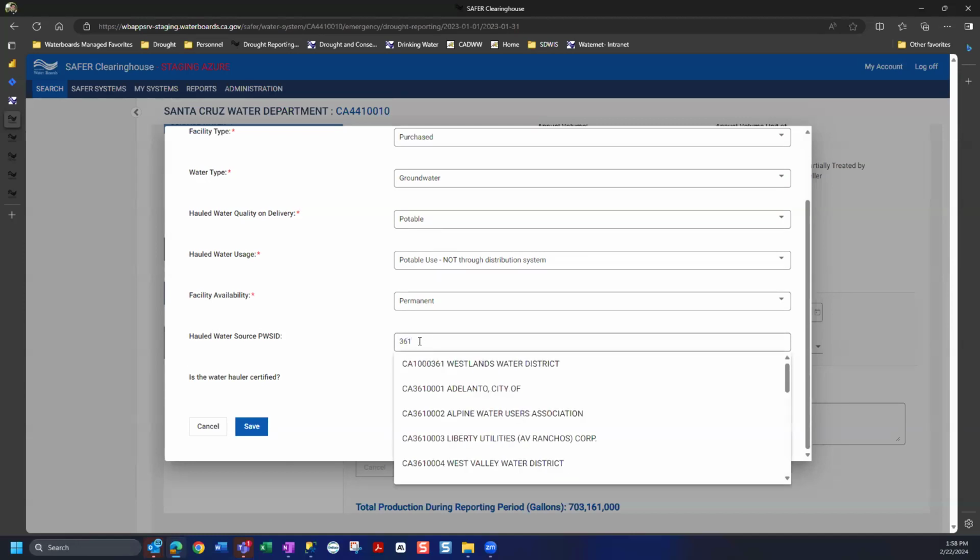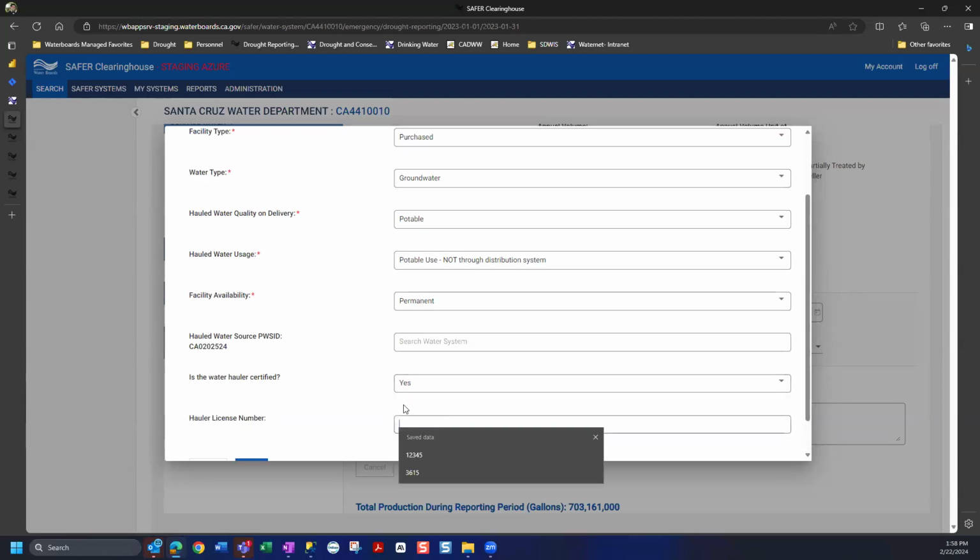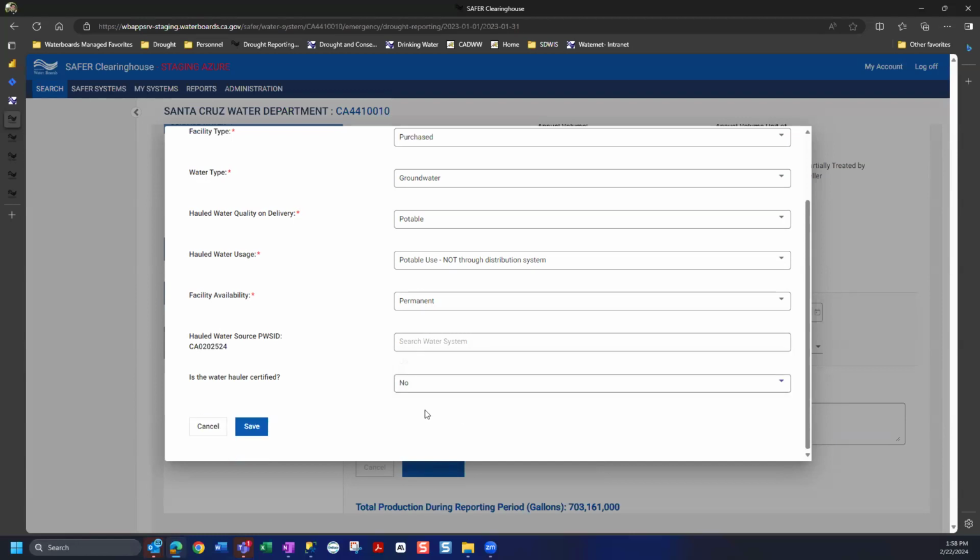And we're going to check that by you being able to enter either the water system number of the system, or you can also enter the name of the water system. It should show up here. If it's a potable water system, it'll be added here. We're also asking if the water hauler is certified. Hopefully it is. If it's used for potable usage, should be certified by California Department of Public Health. So you can answer yes, and you'll be asked to provide the hauler license number. And if you answer no, nothing will show up. And if you answer unknown, nothing will show up.